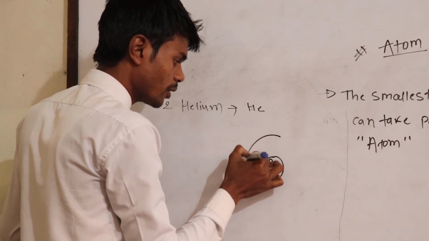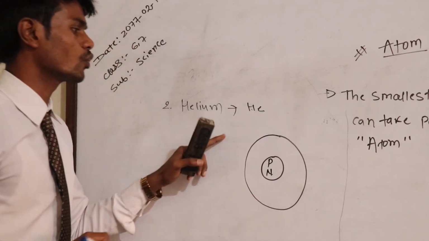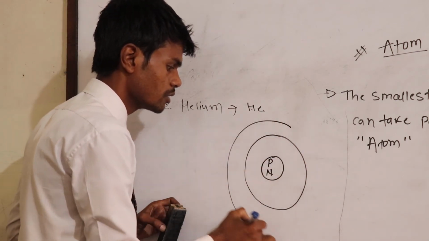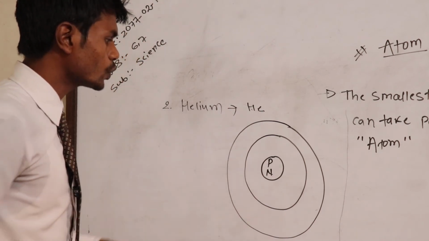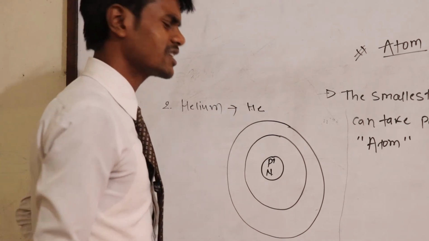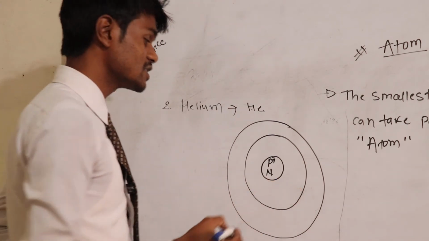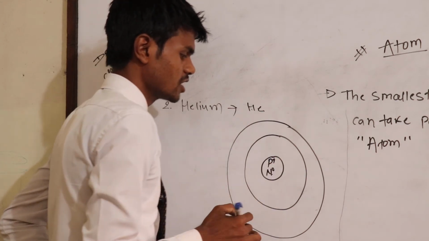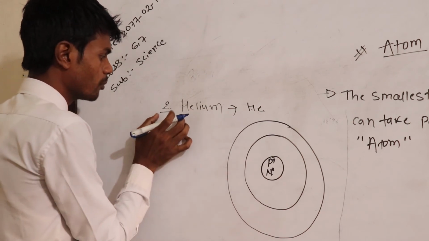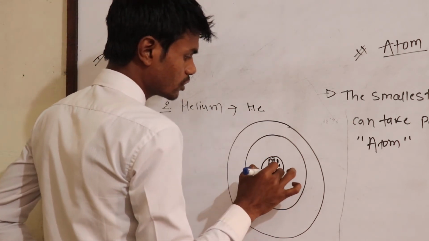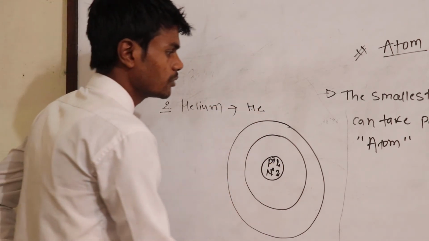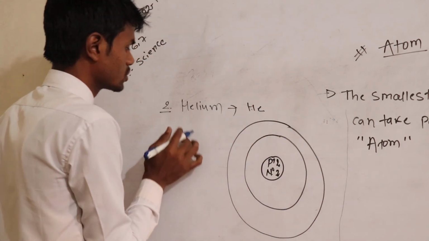But electrons are always revolving around the nucleus. Protons have a positive charge. But neutrons are chargeless, which means zero charge. So there are 2 protons. The atomic number equals the proton number. Neutrons also number 2. And electrons are always revolving around the nucleus. So how many electrons? 2.